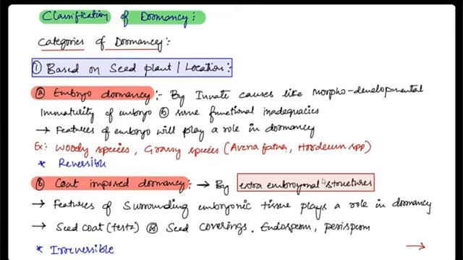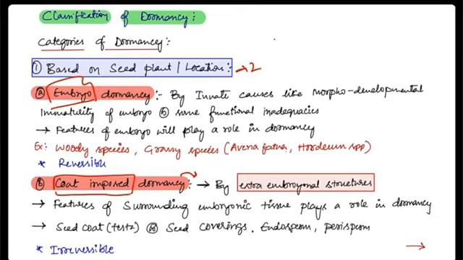So next we'll talk about classification of dormancy. When you have to classify dormancy, there are several categories of how you can do it. For example, in the first case, based on the location of dormancy in the seed, you can divide dormancy into two different types. One is embryo dormancy. What do you understand by embryo dormancy? Dormancy is mainly because of the structure of the embryo. If this is the case, it is called embryo dormancy. And secondly, dormancy can be imposed by the seed coat, or the structure of the seed coat. In that case, the dormancy is called coat imposed dormancy.